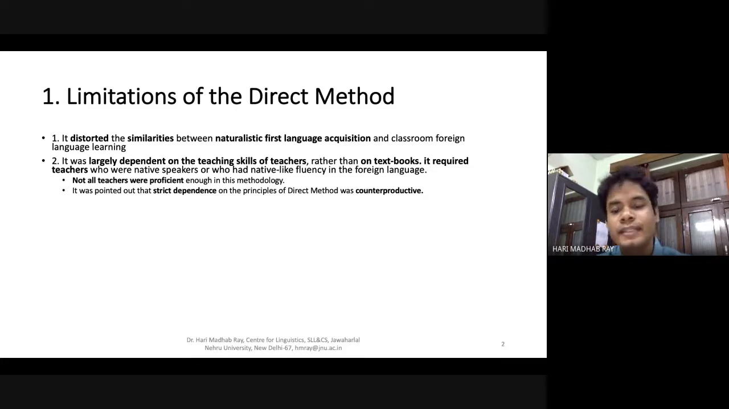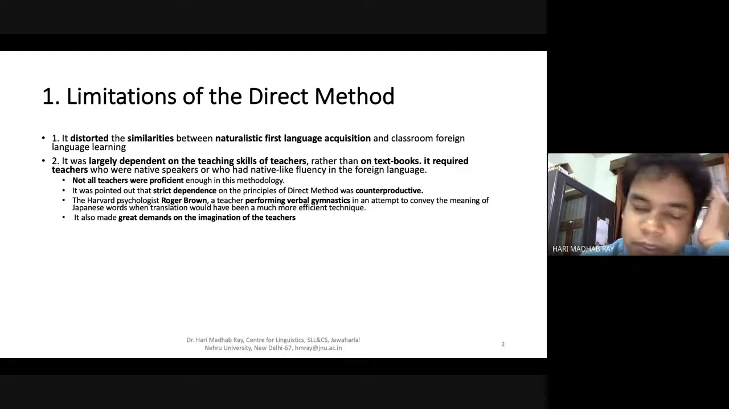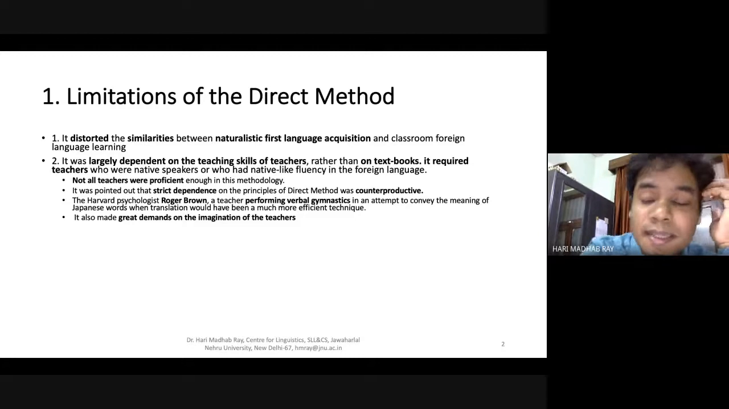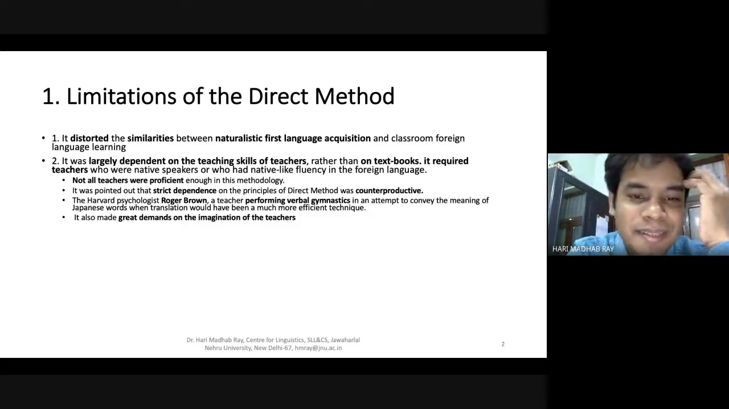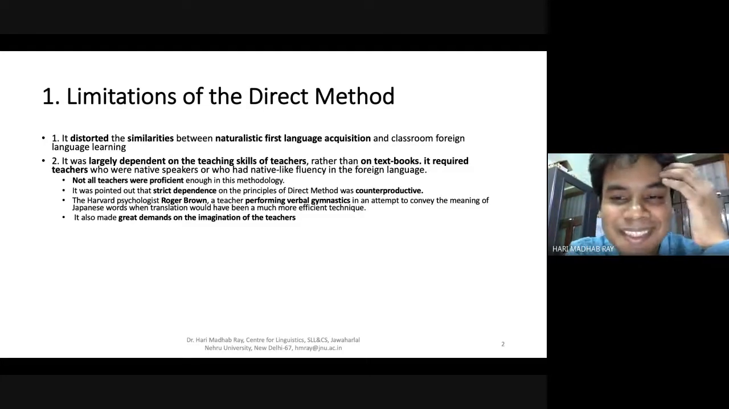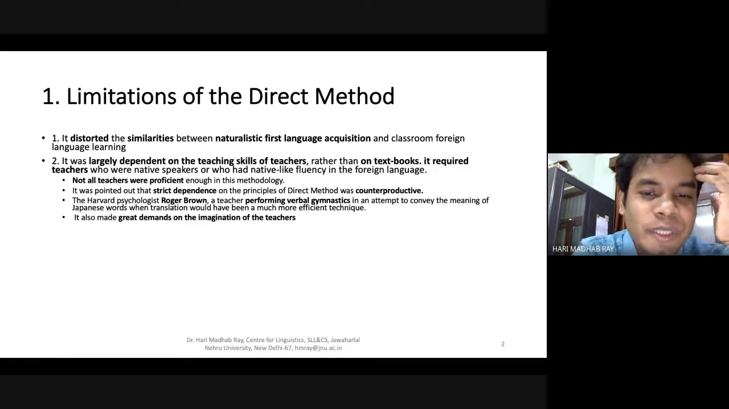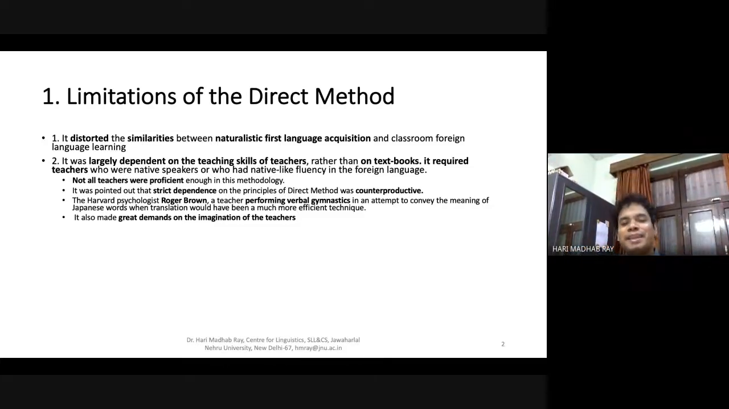On the other hand, we had seen that it is mainly counterproductive, and so that's what Harvard psychologist Roger Brown says: because you're focusing mainly on the spoken part, you get a teacher performing verbal gymnastics in an attempt to convey the meaning of Japanese words when translation would have been a much more efficient technique. So, in some cases, you are performing verbal gymnastics because you are not allowed to speak in the mother tongue.